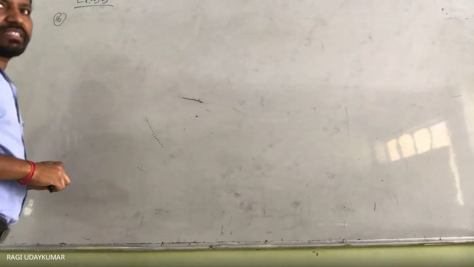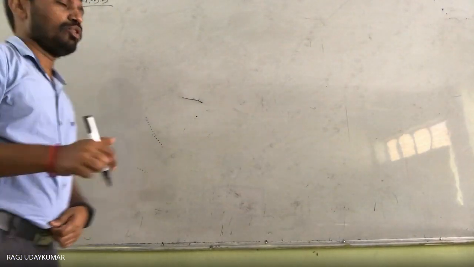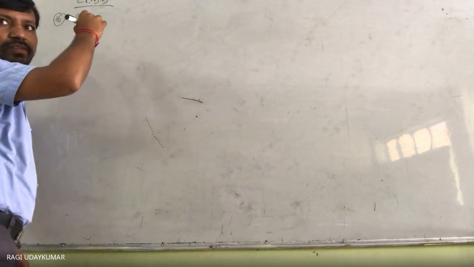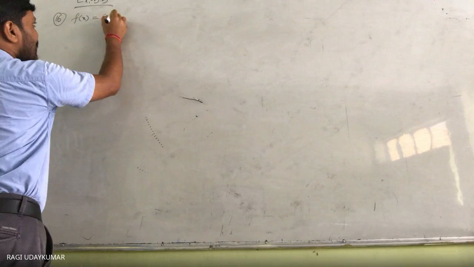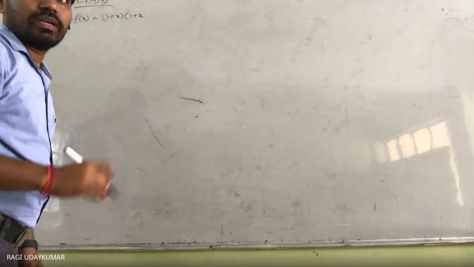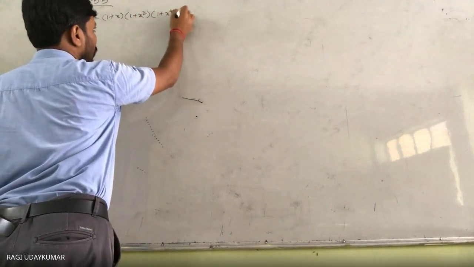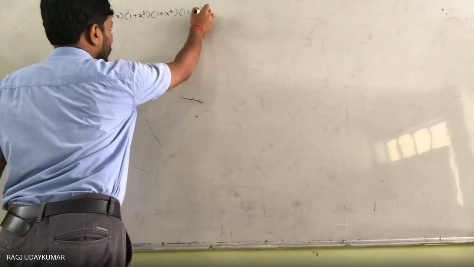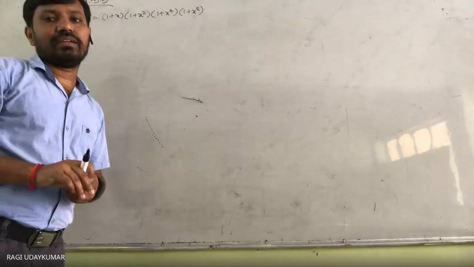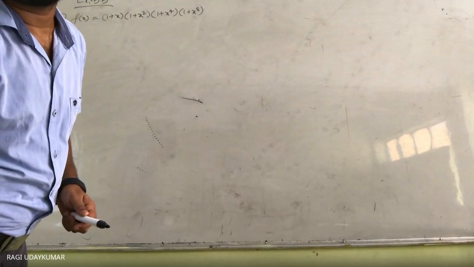It says 5.5, 16th problem C here. Find the derivative of the function given to you. f of x is equals to (1 plus x)(1 plus x square)(1 plus x to the power of 4)(1 plus x to the power of 8), and find the f dash of 1. We need to find f dash of x, and then find the f dash of 1.